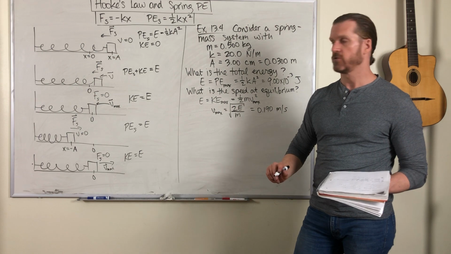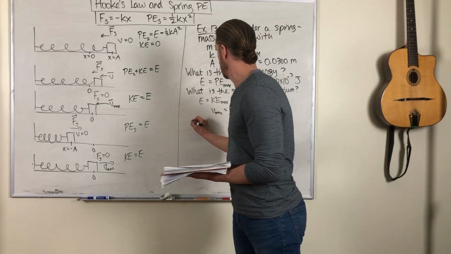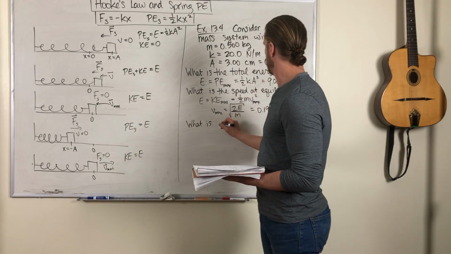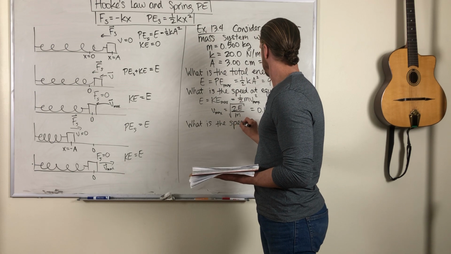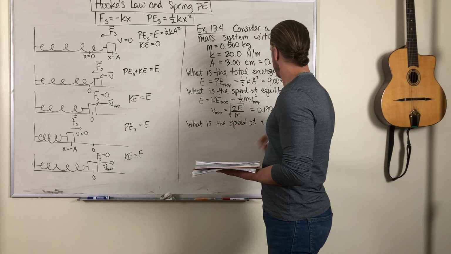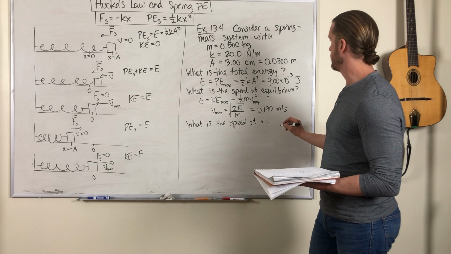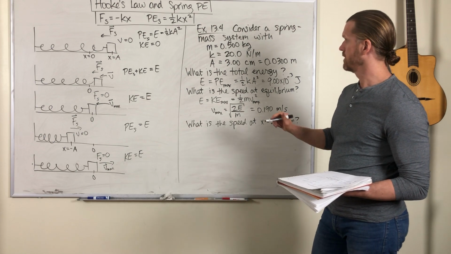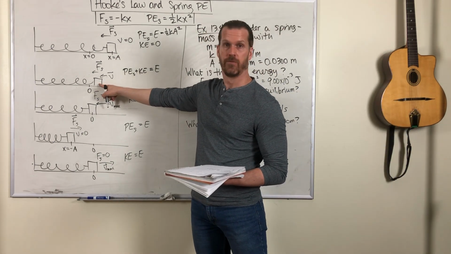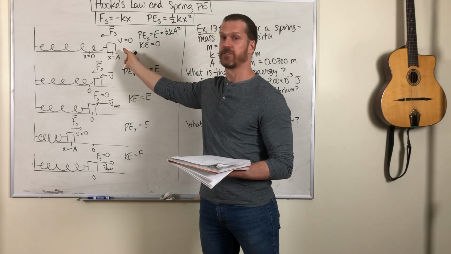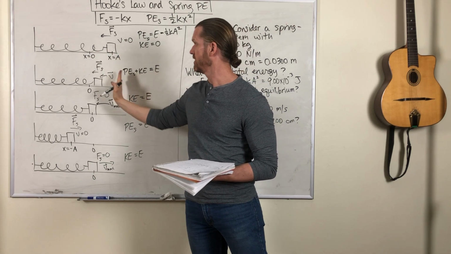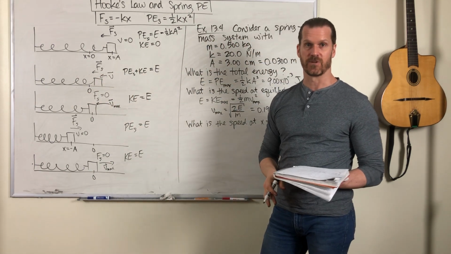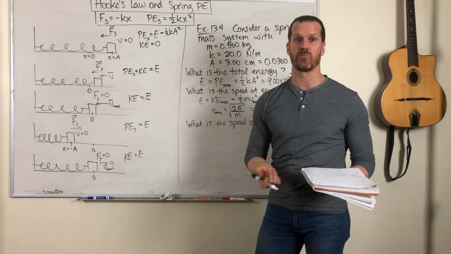Now, one more question that we'll answer. What is the speed when that position is 2 centimeters? So that would be kind of like this picture. We stretched it out initially to 3 centimeters, and we let it go, and it moves to 2 centimeters. So at that position, we're not at equilibrium, we're not at the maximum position, we're somewhere in between.